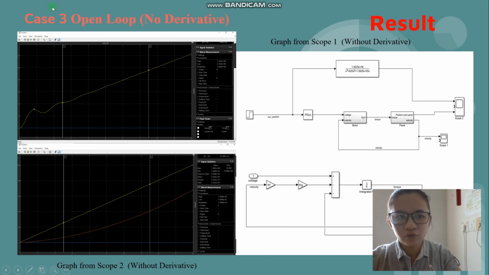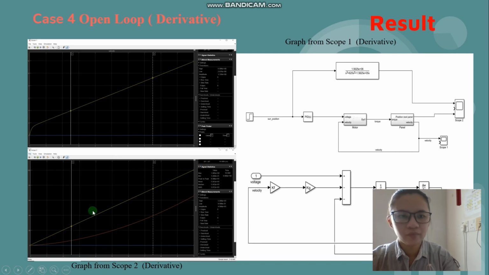From case 3, open loop, no derivative, we can see the graph from scope 1 is nearly linear but with a slight overshoot. Then the graph from scope 2, and the case 4 open loop derivative graphs from scope 1 and scope 2, are linear signal graphs. So I guess that's all from me.